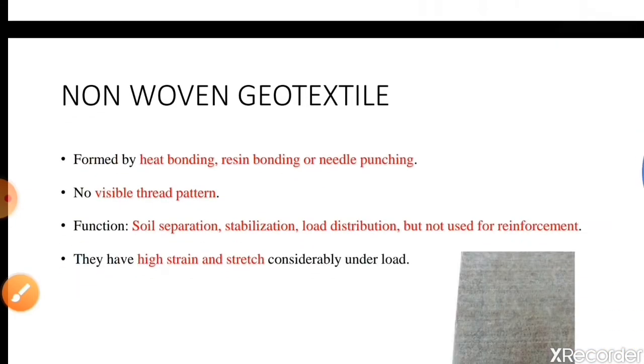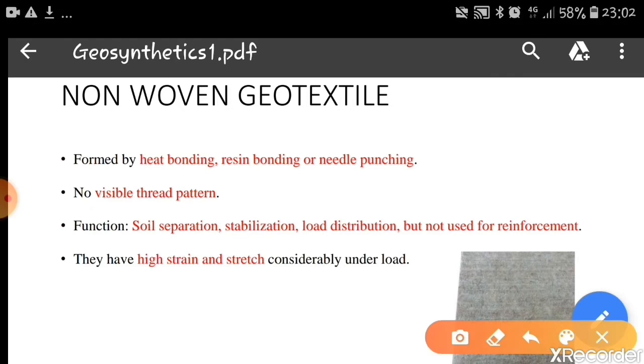So the next one is non-woven geotextiles. See here, they are formed by heat bonding, resin bonding or needle punching. They are not woven, they are non-woven, but they are manufactured by using heat bonding, pressing or resin bonding and needle punching. This technique is adopted for the manufacture of these types of geotextiles. No thread pattern is visible here. You cannot see the threads, you cannot see the thread patterns.